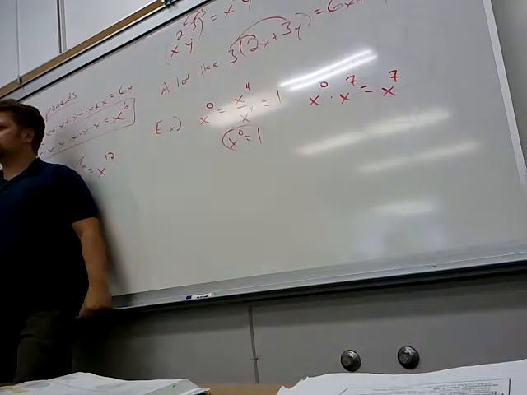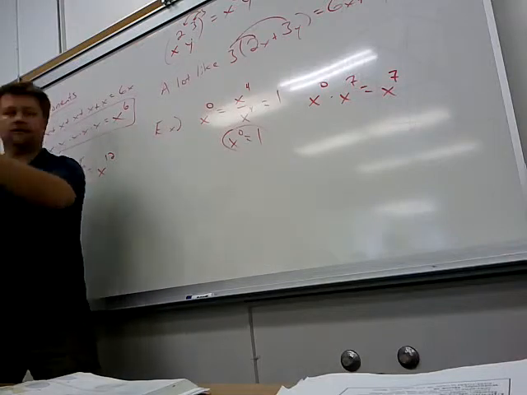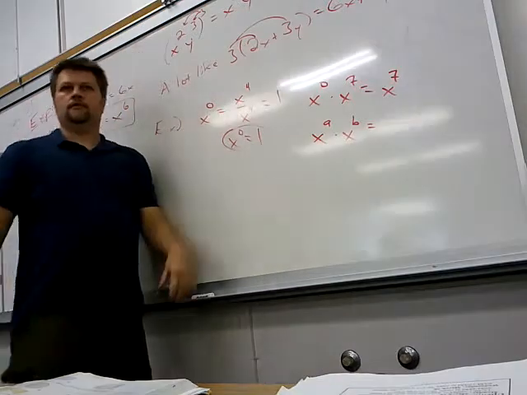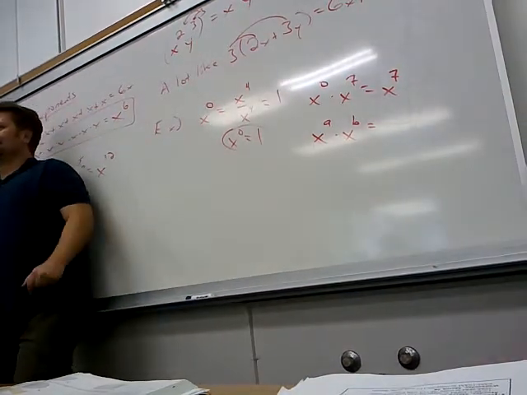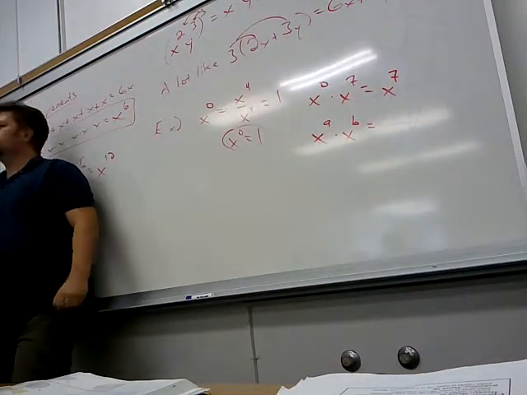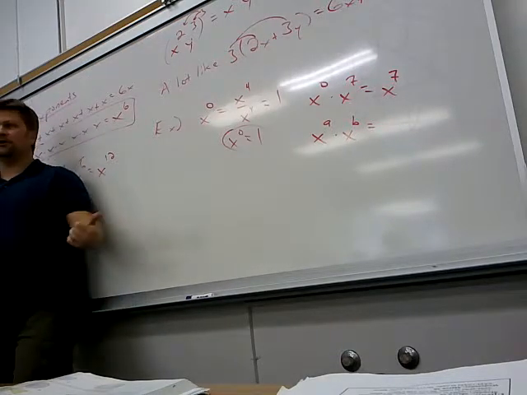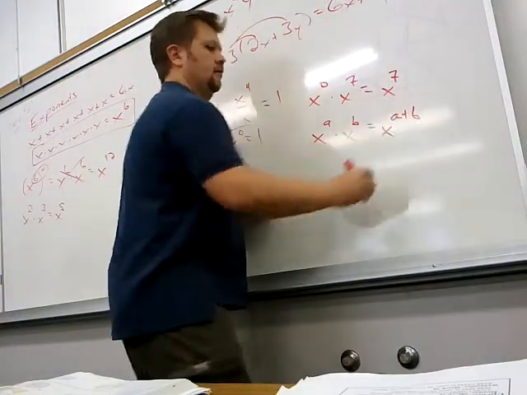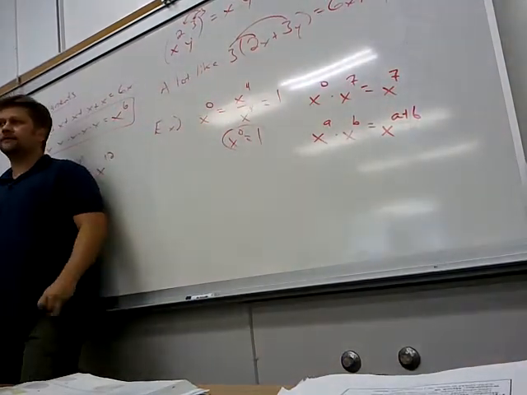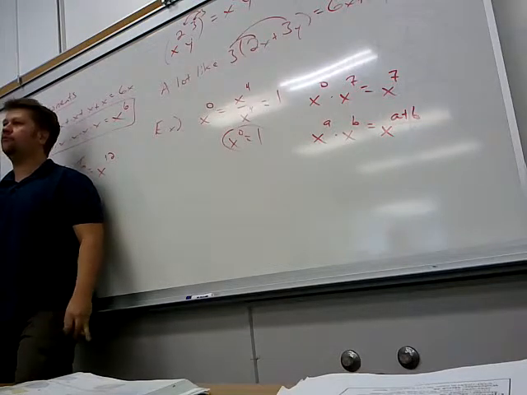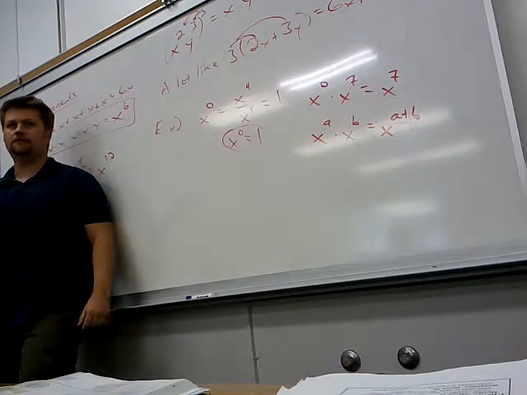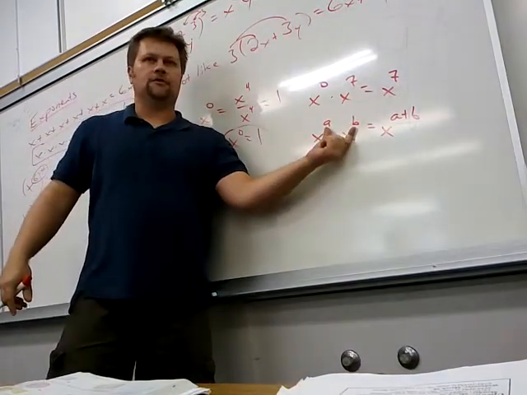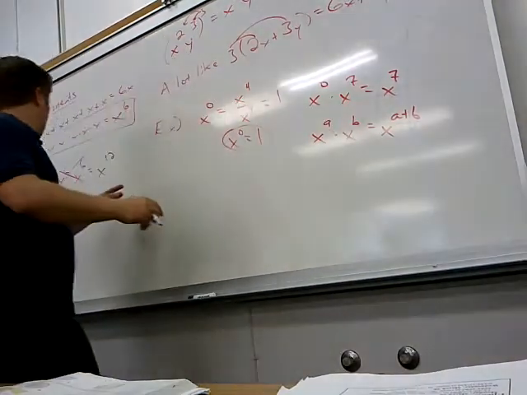Properties cannot change. In fact, let me see if you can do this. What's x to the a times x to the b? What do you do with exponents when you multiply? You add them. X to the a plus b. That property does not change. When you multiply like bases, you add the exponents. Just like we did over here.